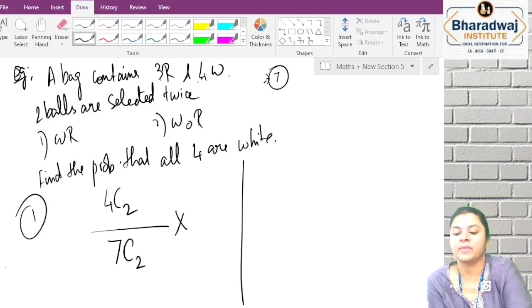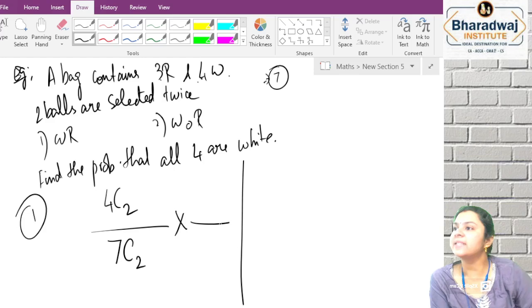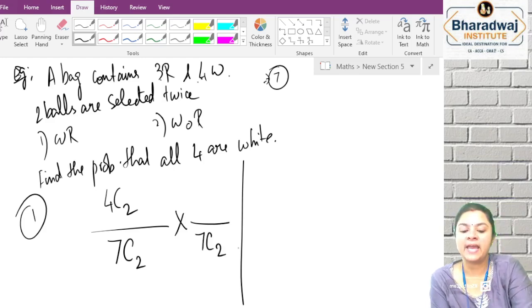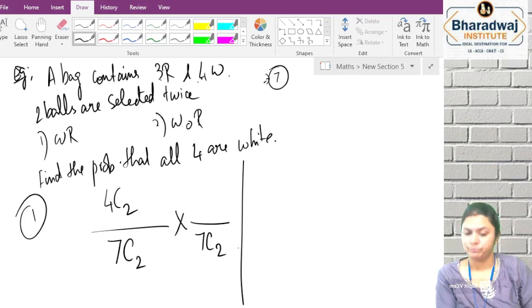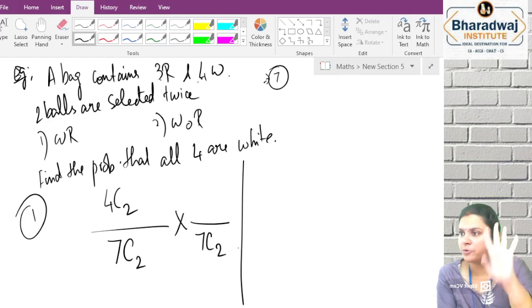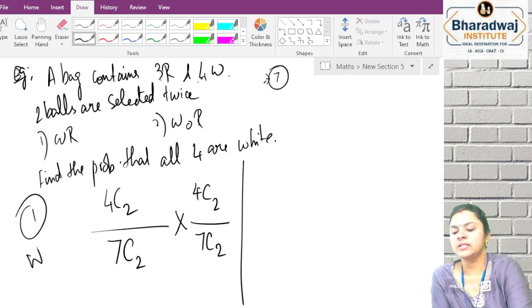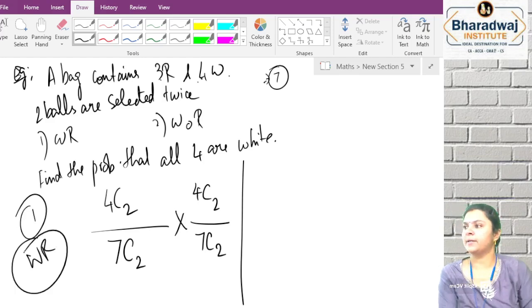Now come to the second selection of 2 balls with replacement. Whatever ball you have selected, you are putting back into the lot. So what happens in the denominator? The number of balls remains the same. So the denominator is again 7C2. In the numerator, I have 4 white balls, so 4C2. This is the rule of with replacement.